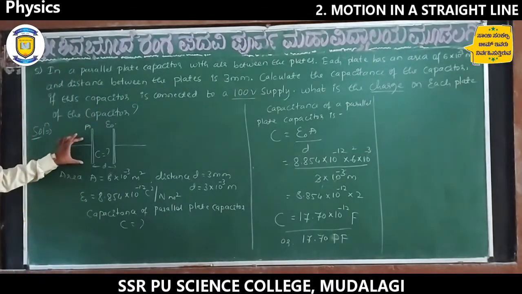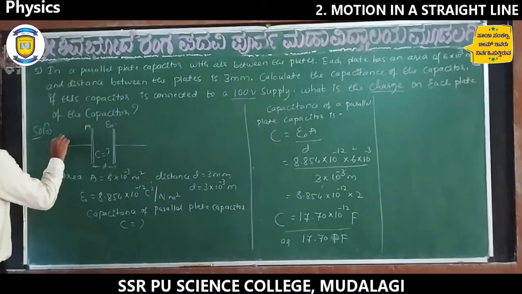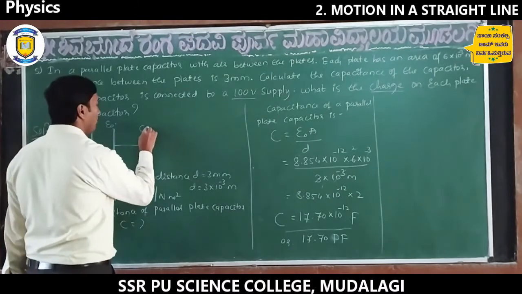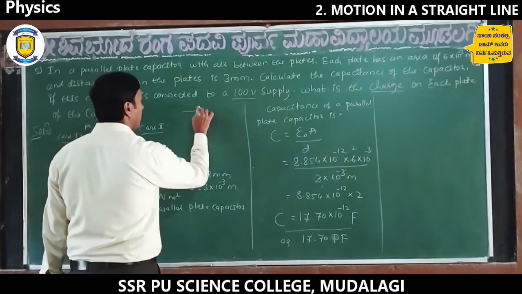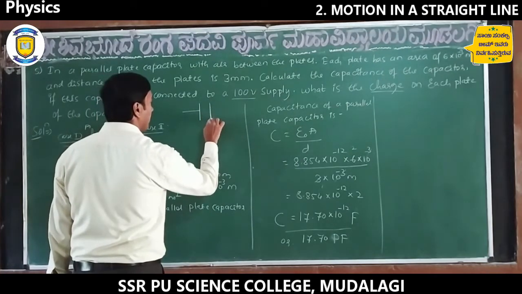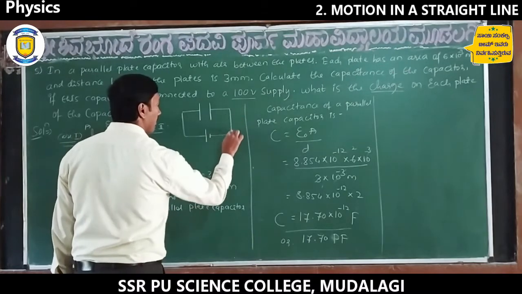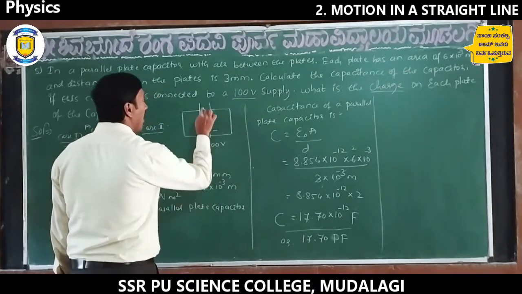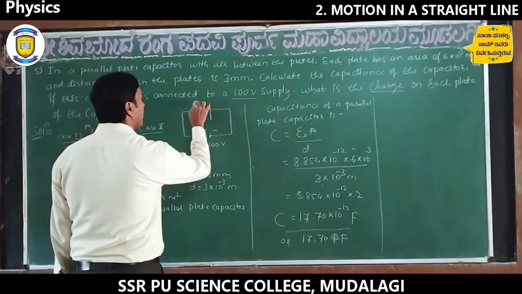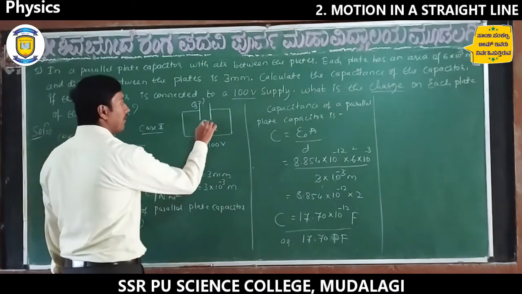Now case 2. If this capacitor is connected to the 100 volt supply, then the potential of the capacitor is 100 volt. Charge is stored on the capacitor. What is the charge stored on the capacitor?